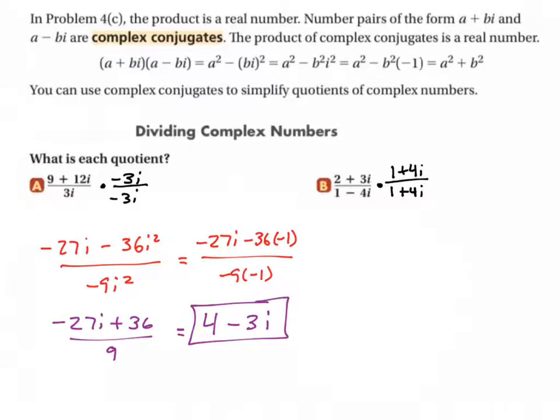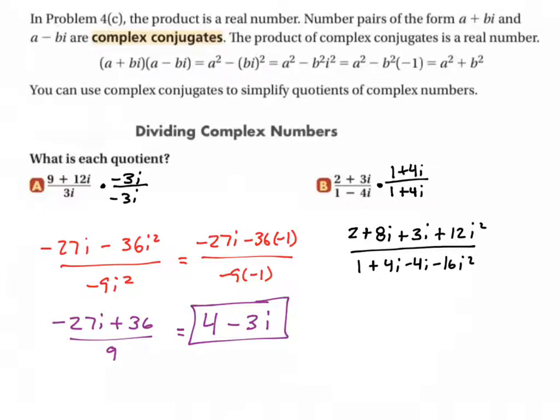So on the top, we're FOILing it out. We should get 2 plus 8i plus 3i plus 12i squared. All of that over top of 1 plus 4i minus 4i minus 16i squared.